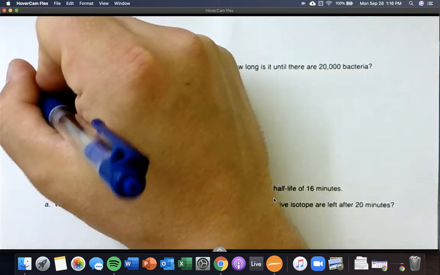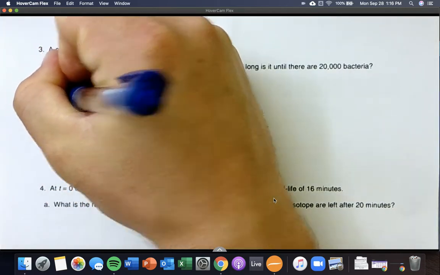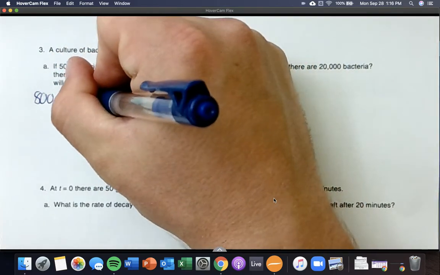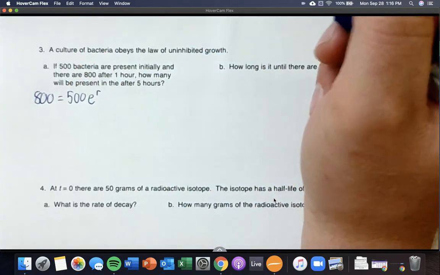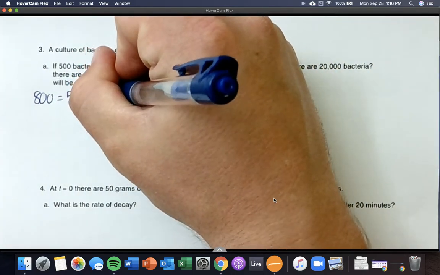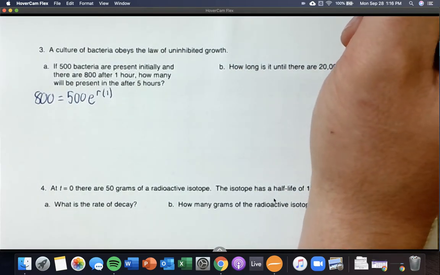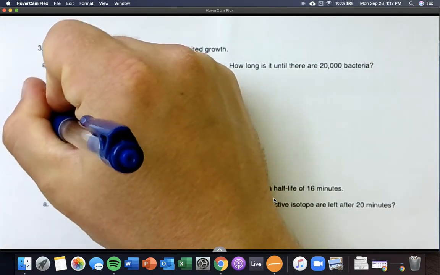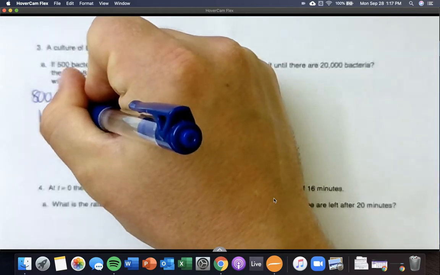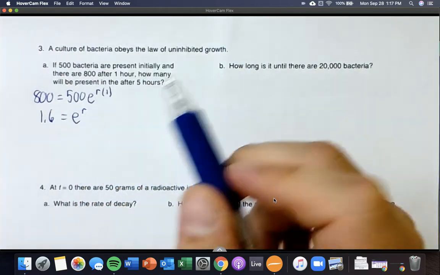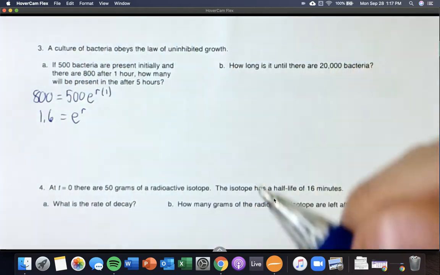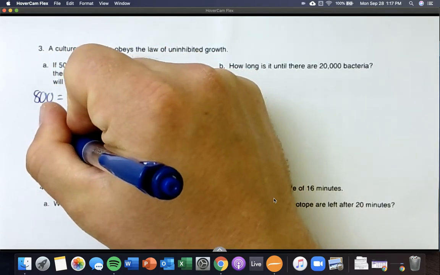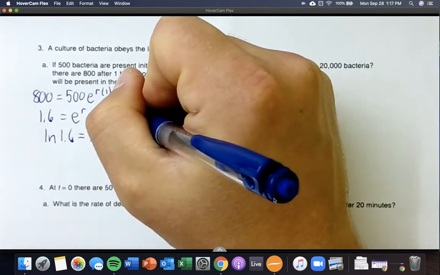So the after amount is 800, and that'll be equal to the present amount, which is 500, times e to the r, because we don't know what it is, times the time, which is 1. We can divide this 500 over, and we get 1.6 is equal to e to the r, because r times 1 is just r. We can convert that to our natural log form. So this is the natural log of 1.6 equals r.